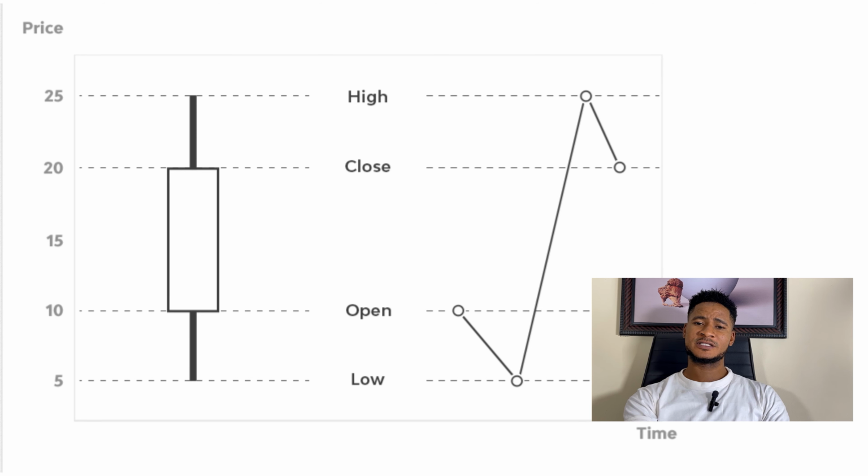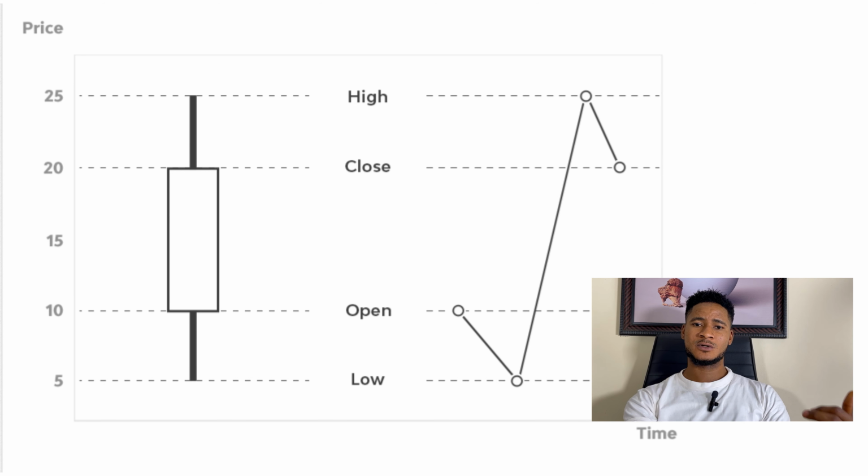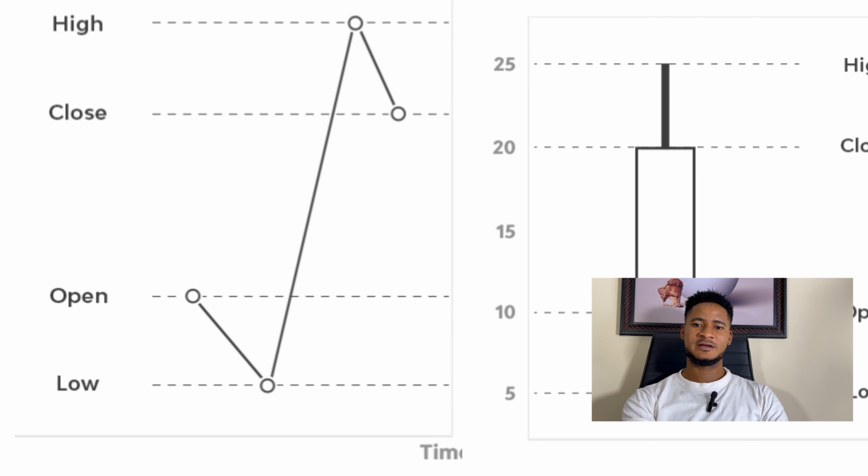Now the opening for this candlestick is 10, which is the point it was initiated. The lowest it went to was 5, and that is why it is the low. The highest point this candlestick went to was 25, and it closed at 20. You can see the illustration using this arrow here. I think this would make it easier for you to understand.